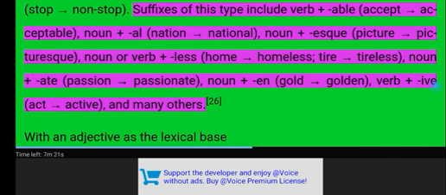Suffixes of this type include verb plus -able, accept → acceptable, noun plus -al, nation → national, noun plus -esque, picture → picturesque, noun or verb plus -less, home → homeless, tire → tireless, noun plus -ate, passion → passionate, noun plus -en, gold → golden, verb plus -ive, act → active, and many others.